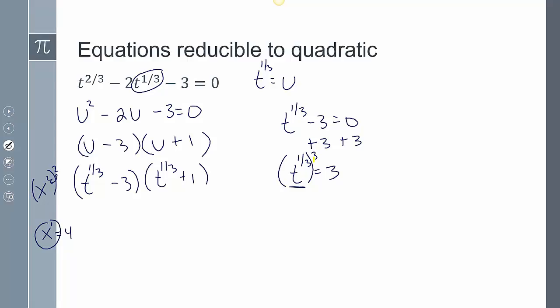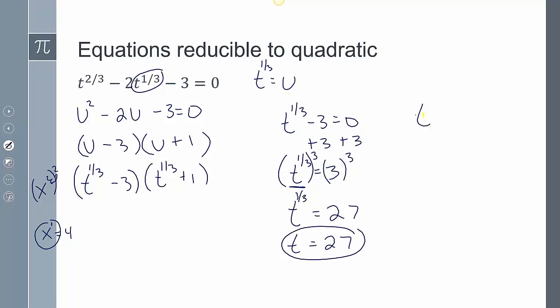So if I take that entire statement to the 3rd power, and what you do to one side you have to do to the other, you're going to end up with t to the 3/3 equals 27, which is the same as t, because 3/3 is 1. And so we get t equals 27.